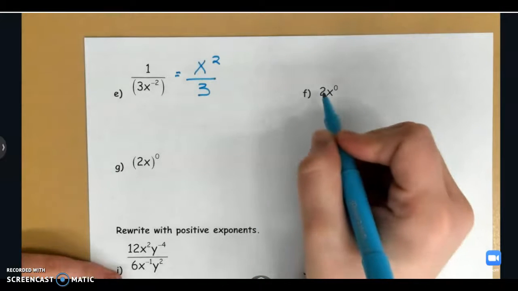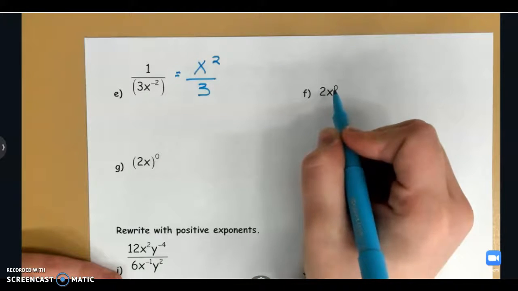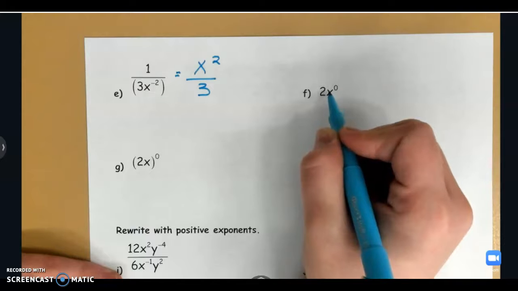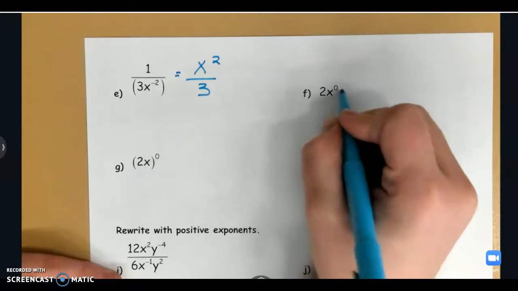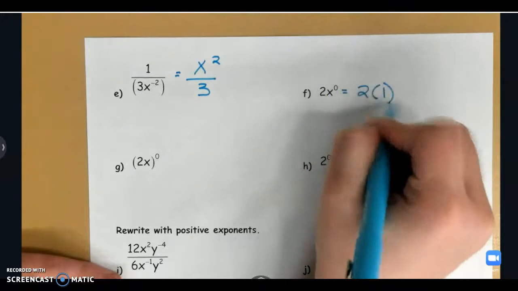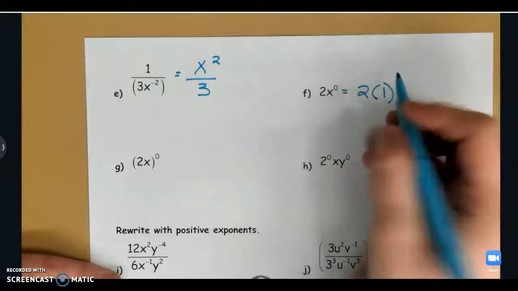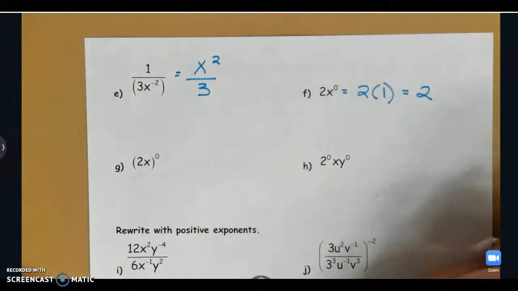Looking at F, I have 2x to the 0. Now that 0 exponent is only affecting the x term, so that x to the 0 is going to be 1, and the 2 stays the same. So I now have 2 times 1, which is 2.